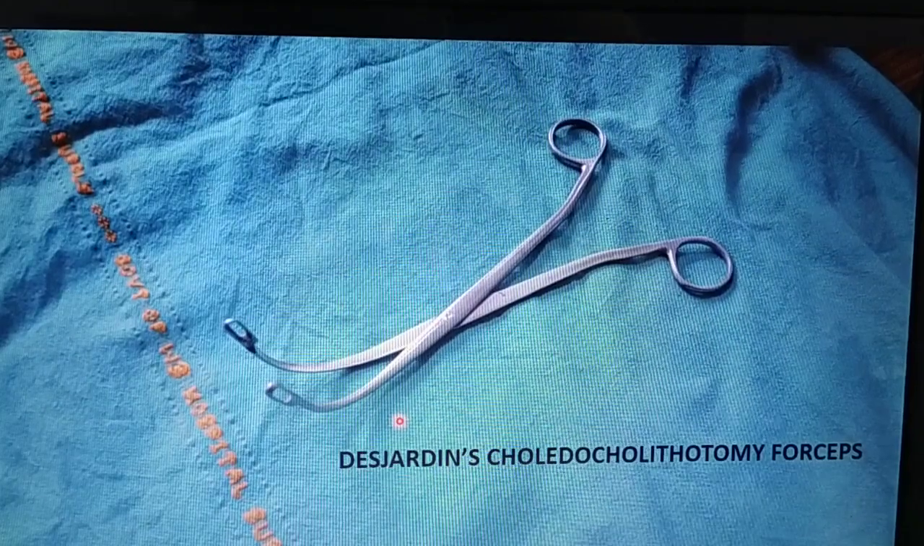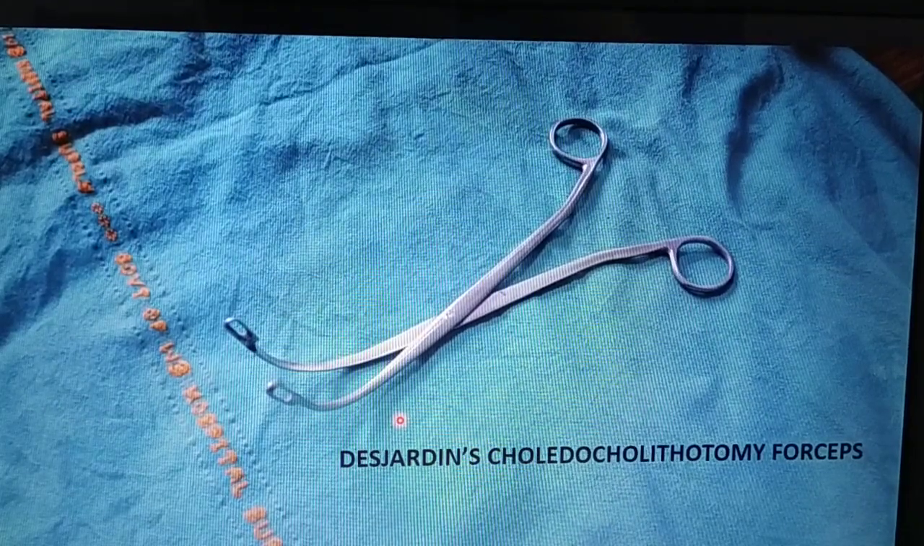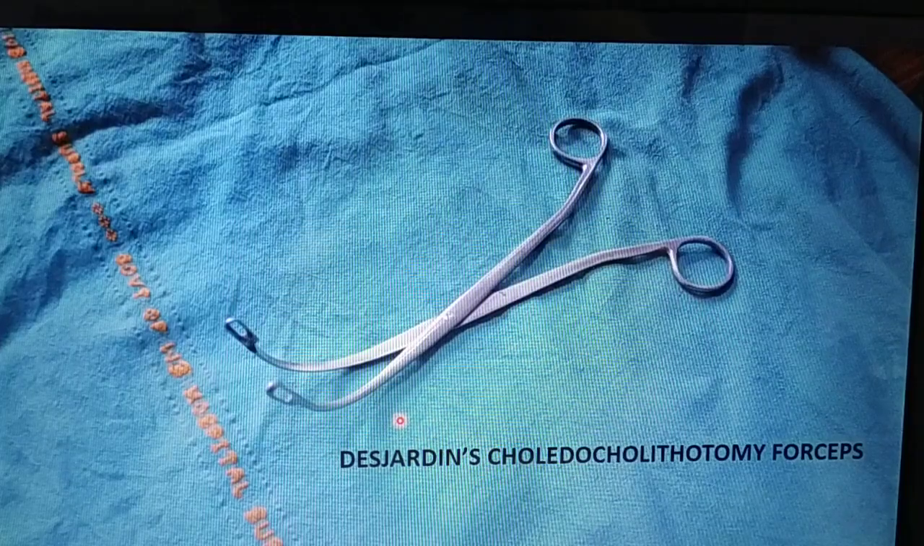So this is all about part 1 of surgical instruments. The rest of the surgical instruments I will discuss in the part 2 video.